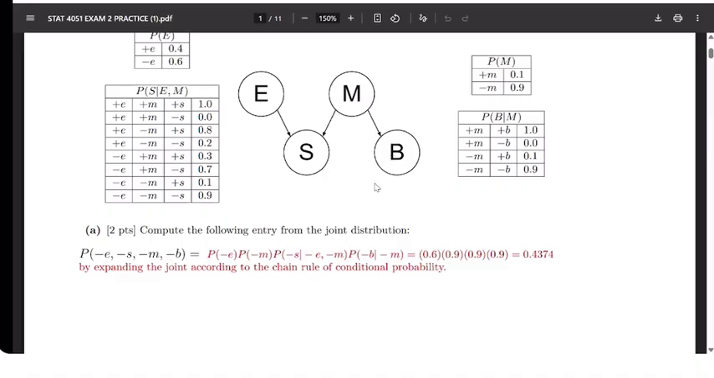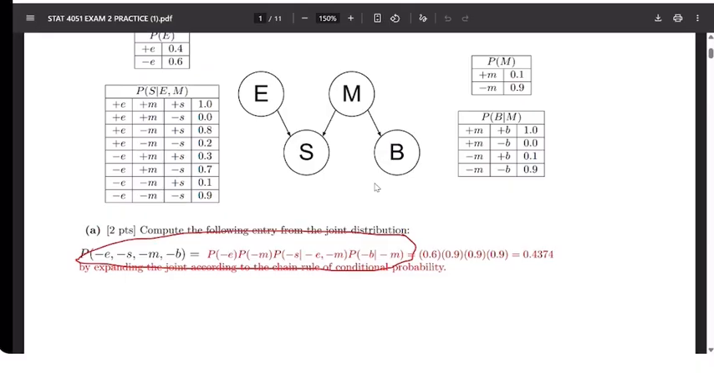Is there anyone in this class who doesn't understand how I figured that out from the network? Whenever they ask you the probability of the joint, you look at the network.